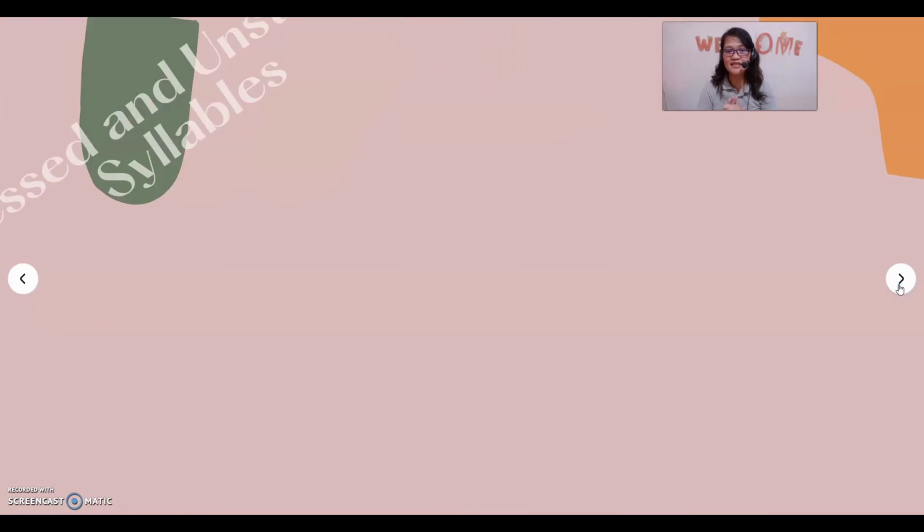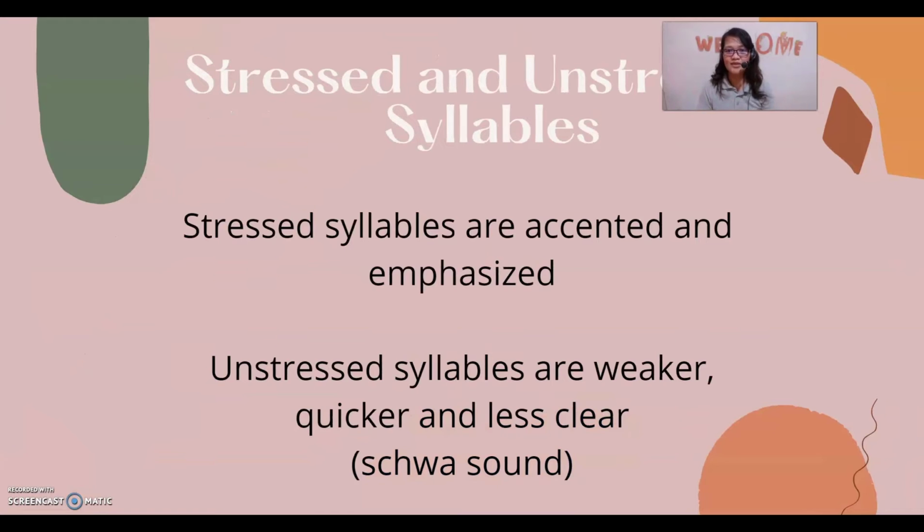Okay guys, so these are stressed and unstressed syllables. So now that you have learned the vowel sounds, American vowel sounds, we will study stressed and unstressed syllables. Stressed syllables are accented and emphasized. Unstressed syllables are weaker, quicker, and less clear. Usually with unstressed syllables, you will have the schwa sound.